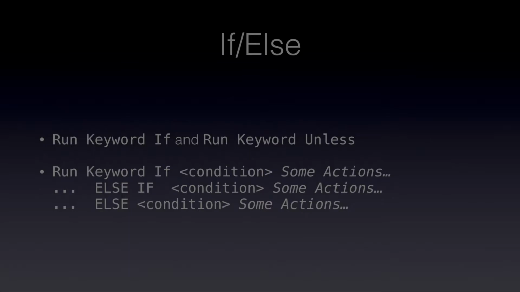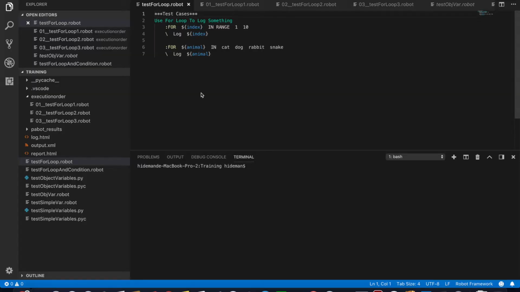Okay, so let's see some examples. The first one is a very standard example for the loop. It has a range from 1 to 10, and this for loop will log the current index every time the loop runs. The second one is to traverse all elements in the list, so every time the loop runs, it will give the element in the list. So the first time it runs the loop, the animal will be cat, and the next will be dog, and rabbit, snake, until all the elements in the list are finished. Okay, so let's run the script and see what will happen.